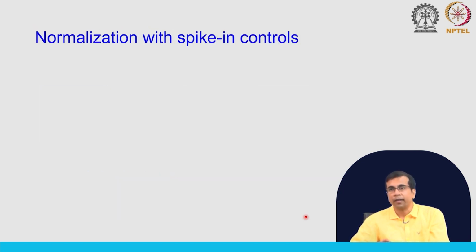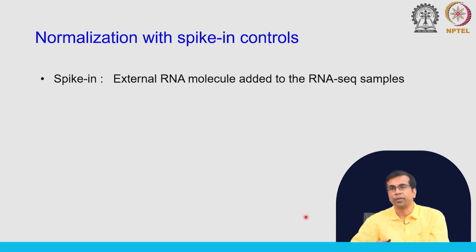Okay, so we will talk about the next normalization, and this is quite different from what we have discussed so far. This normalization method uses something called spike-in controls. So what are these spike-in controls? A spike-in is an external RNA molecule that is added to RNA-seq samples. These are not part of your sample, you do not isolate them from the tissue or cells. These are synthetic, external molecules that we add to our samples.